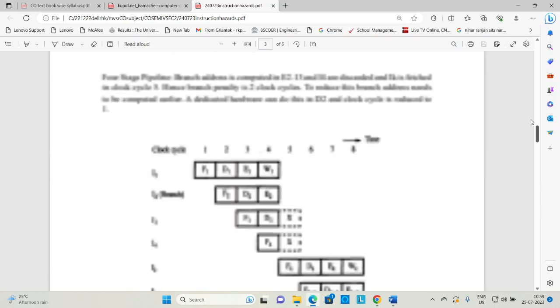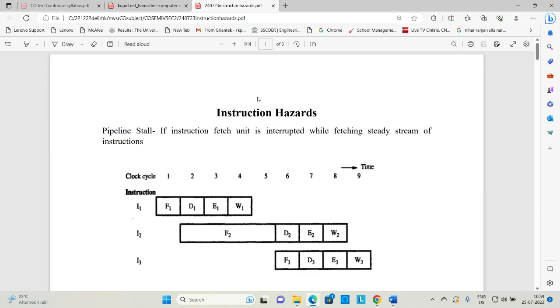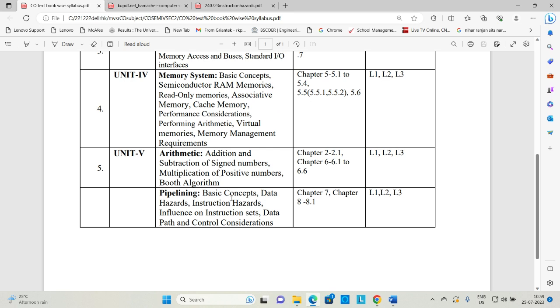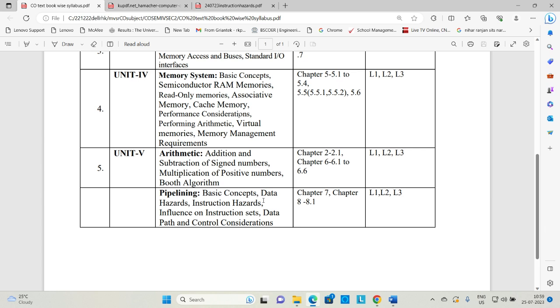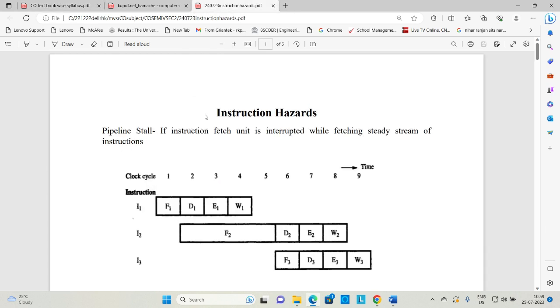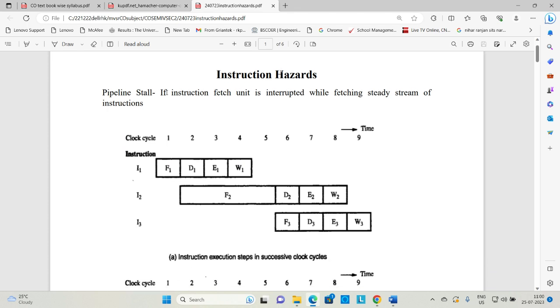Let us continue our discussion of instruction hazards topic from the subject computer organization. We had seen instruction hazards, and today we'll be continuing the discussion of instruction hazards with a mitigation technique called delayed branching.